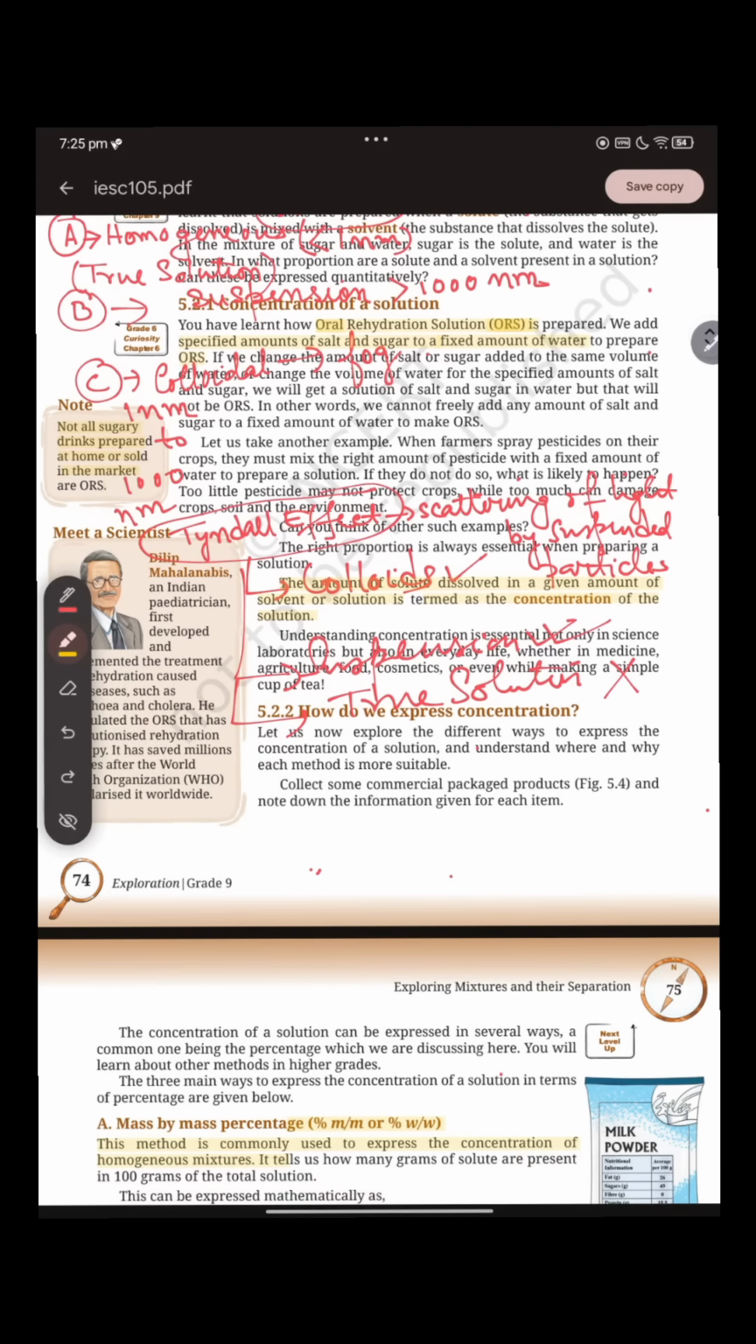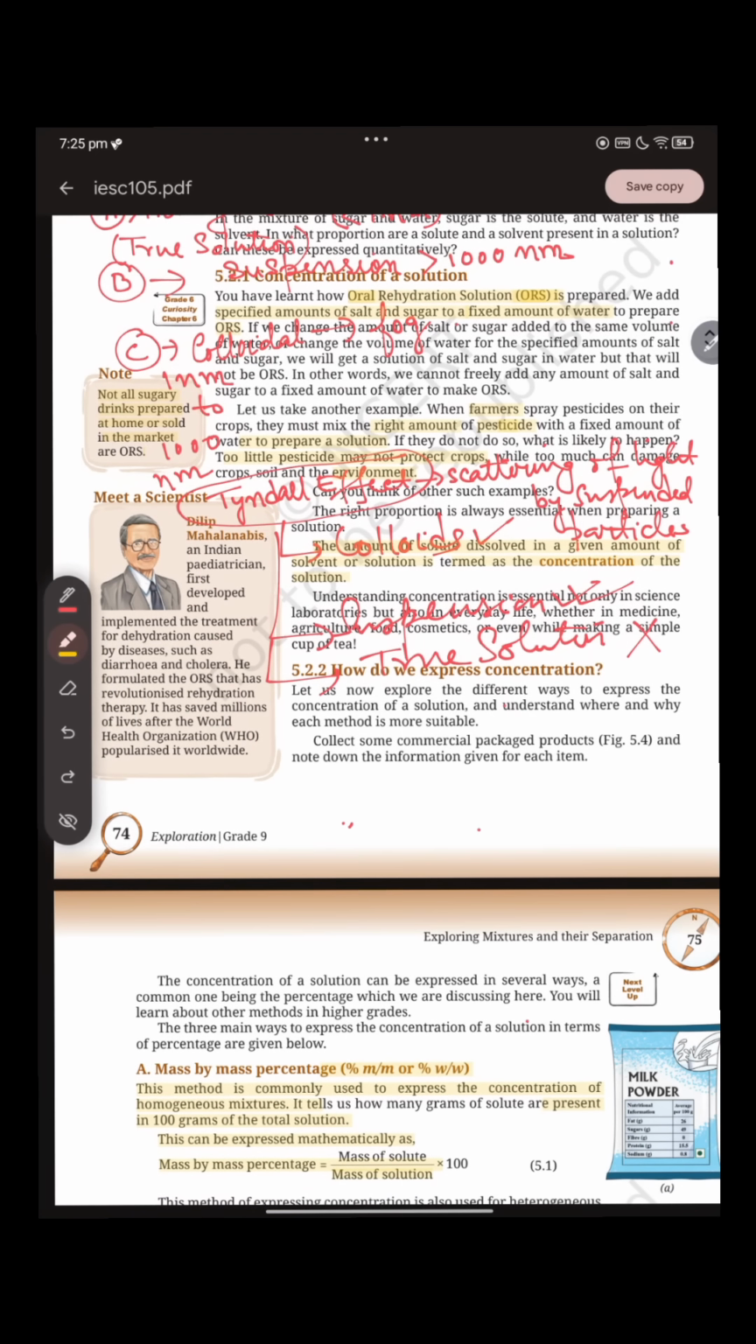Similarly, the pesticides that the farmers use also contain a right amount of water to prepare the solution of the pesticide to make it effective. Too little pesticide may not protect the crops, and too much of it will cause environmental hazards, right?